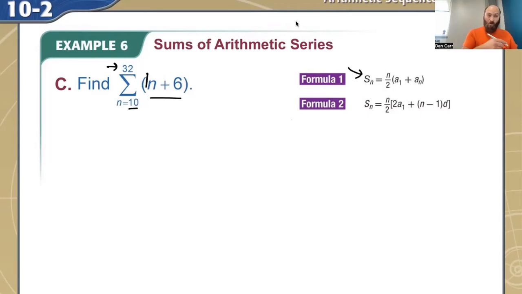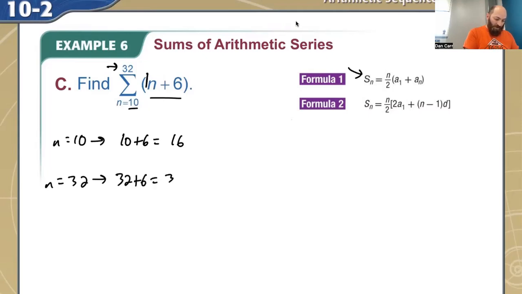How I'm going to make that work is I want to know what the 10th term is. So I'm going to plug it in when n equals 10. When n equals 10, we're going to have 10 plus 6, which is 16. When we go up to the upper limit, n equals 32, then I'm going to have 32 plus 6, which is 38. So we know the beginning of this partial series and the end of it. We now just need to know the number of terms in between.